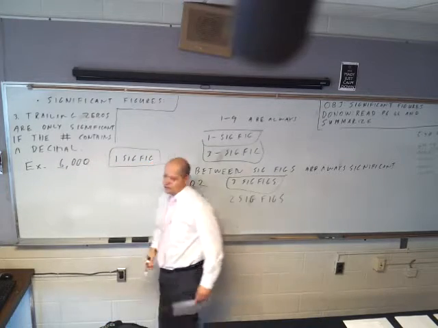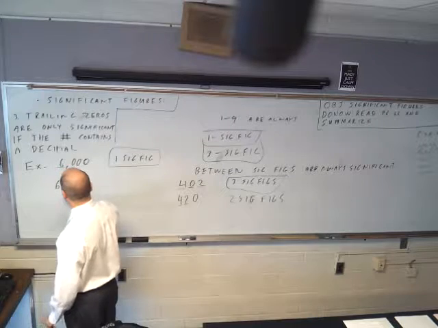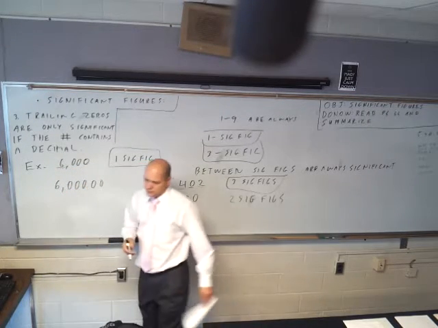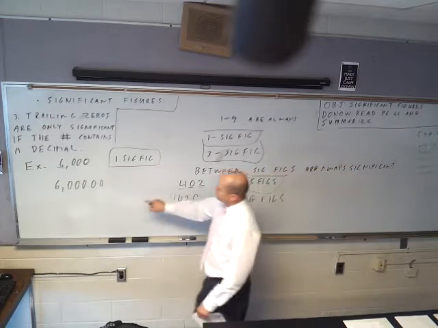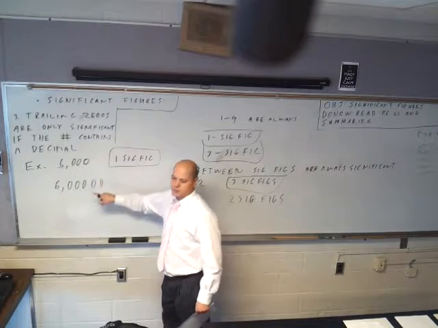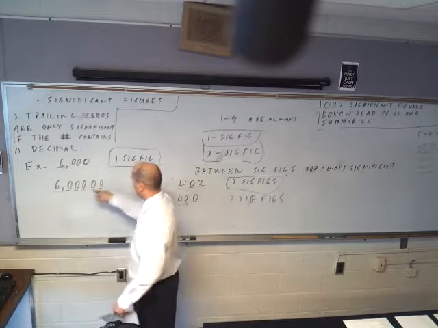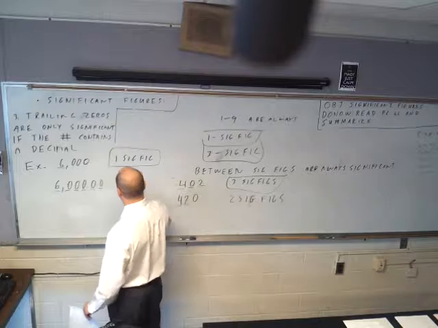The zeros are not. But if I had something like this, let's say I had 6,000.00. When somebody writes a number like this, and they put a 0 after the decimal, this is to tell you that this was measured to the nearest 100th. So it's accurate to that place. So by putting that decimal there, all the zeros now become significant. So this is 6 significant figures.